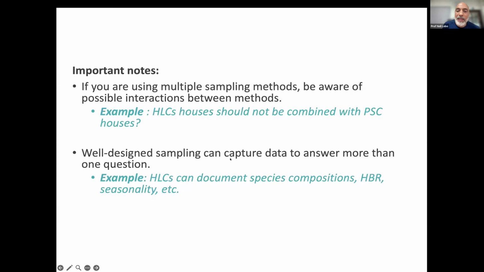Well-designed sampling can capture data that answers multiple questions, right? If you figure out what questions you want to ask, you can design your strategy, save money, and design your sampling methods and surveillance method. You can design your entomological surveillance to answer more than one question.